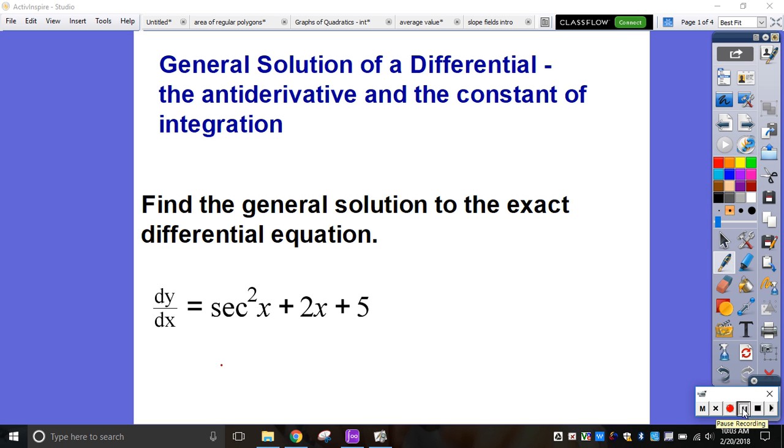solution. So if I integrate secant squared x, it's tangent x. If I integrate 2x, it's x squared. Integrate 5, it's 5x, and then I put plus c. And then on the left side here of the equal sign, if I integrate dy over dx, I'm just left with y. So that would be known as the general solution.